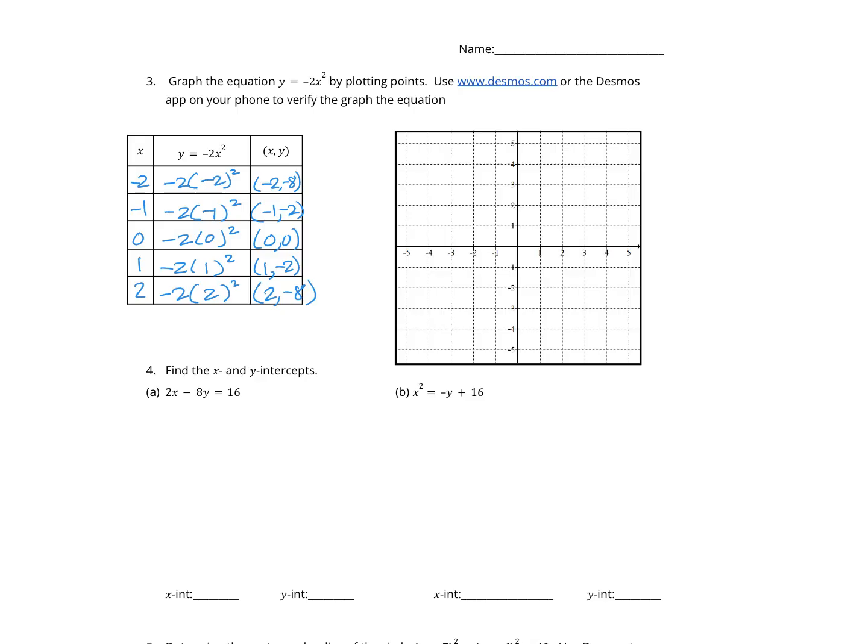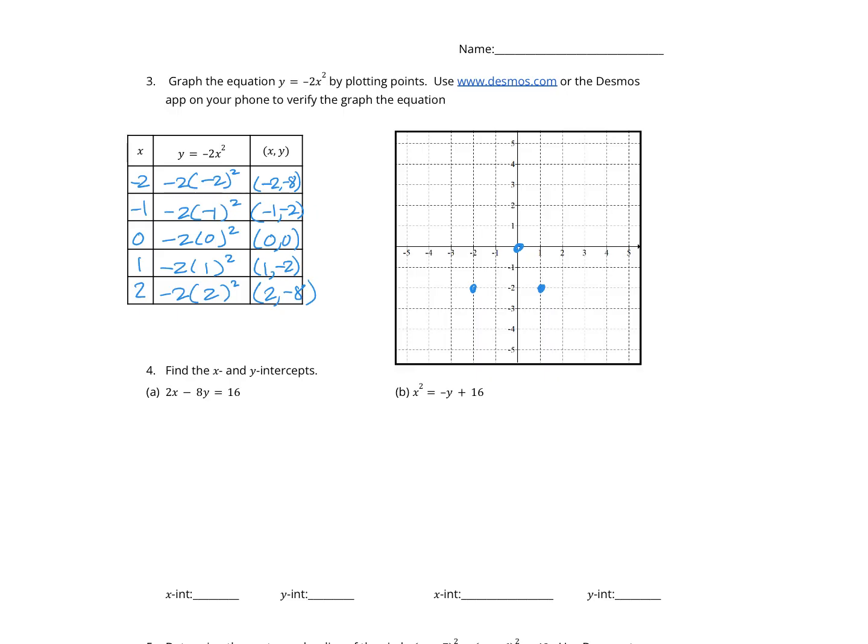So now we plot these ordered pairs. We saw we have 0, 0. We had 1, negative 2 on the right, and negative 1, negative 2 on the left. Actually, those are down below. Let me erase those. It's my bad. So going back, those are actually down here, right? So yeah, there's negative 2.